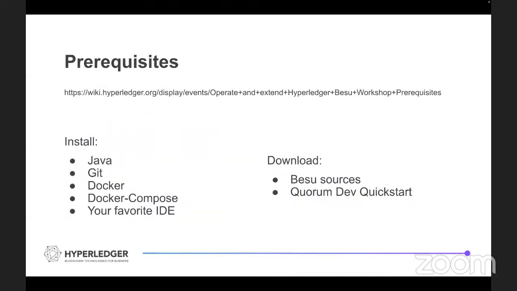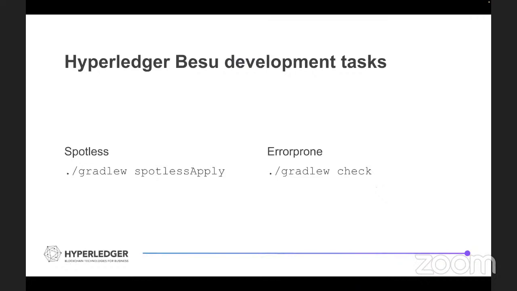Again, some prerequisites. This is on the wiki. If you go to Discord, I dropped this link as well. Now, let's talk a little bit about Hyperledger Besu and development tasks. As part of the prerequisites, I've asked you to please download the source using a git clone task so you can actually play with it, right?